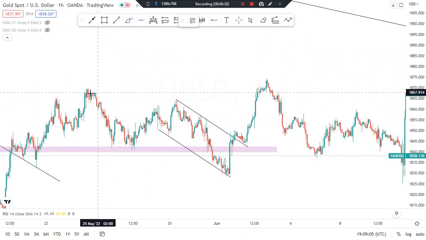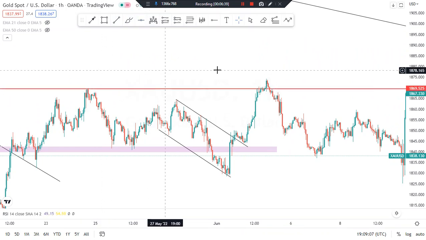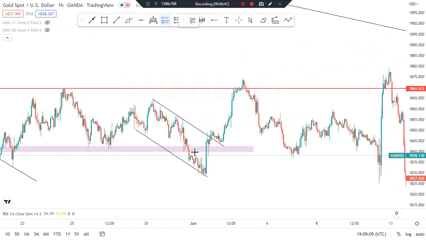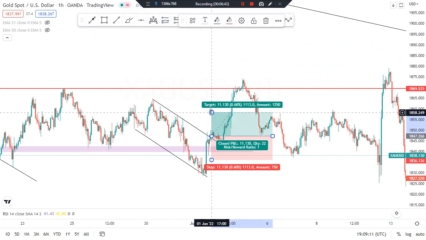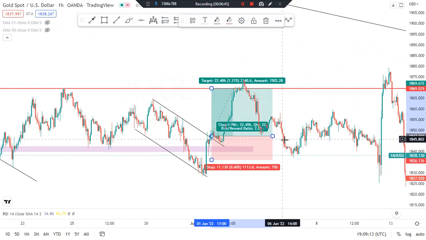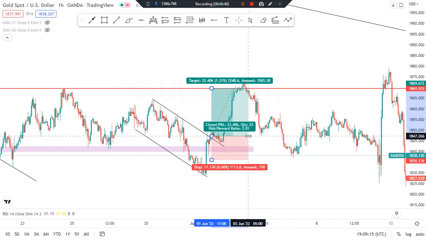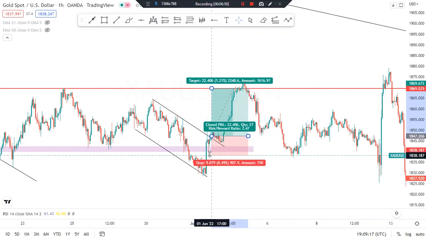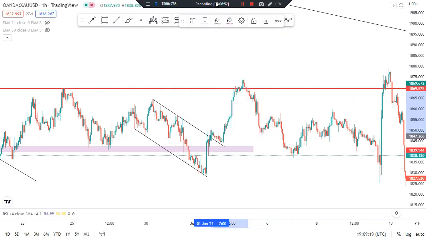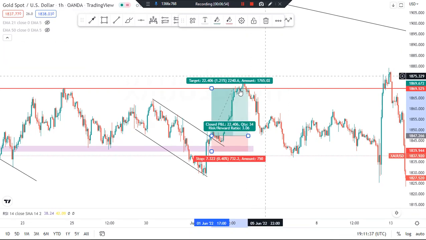So I'll mark this as my TP, and I'll take my buys from around here up to this area. So these are short-term buys, and I'll put my stop loss right about here. Okay, so this will be the final target.